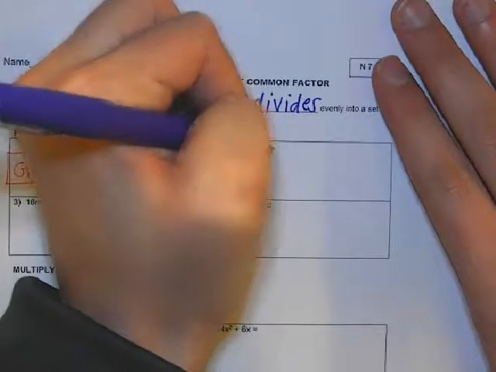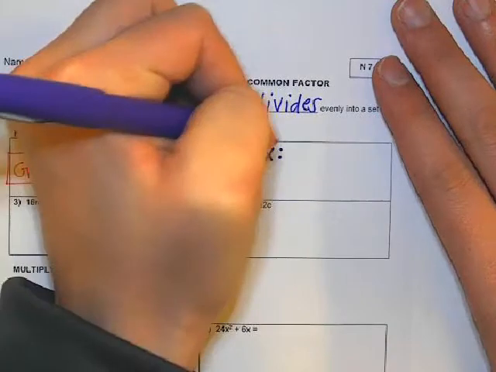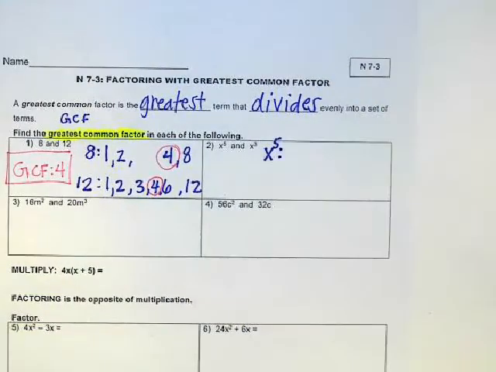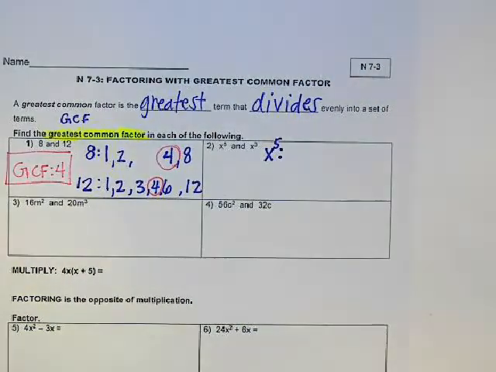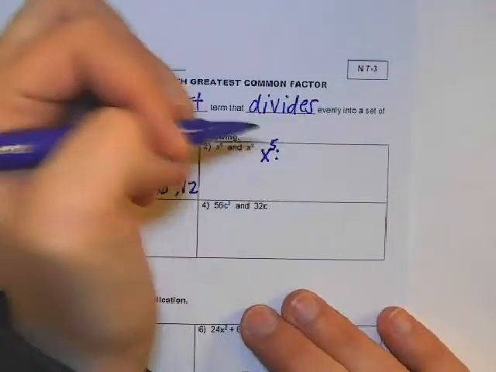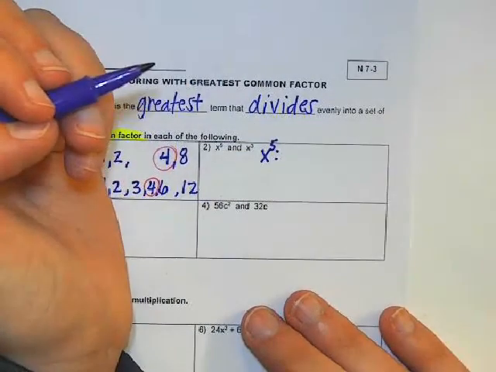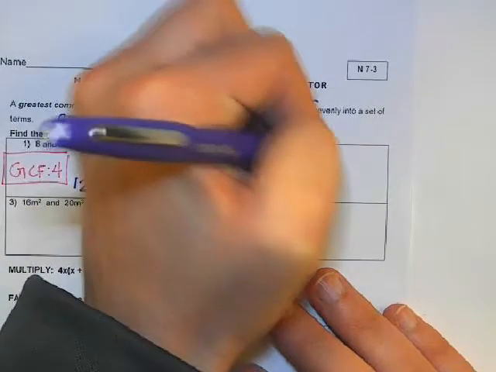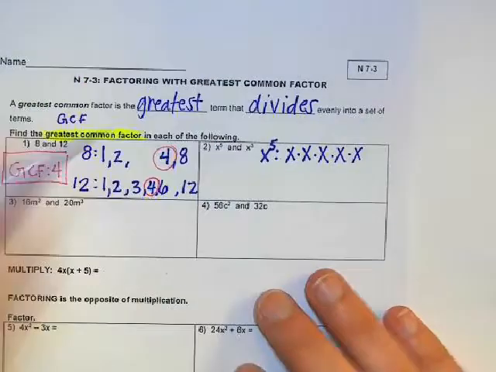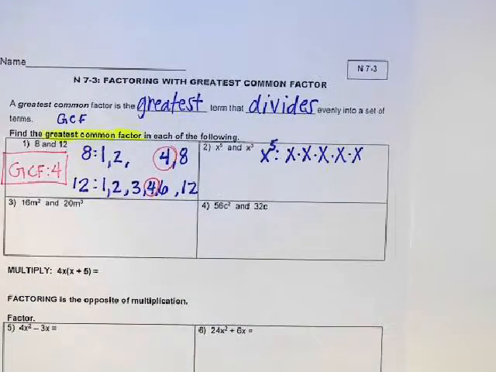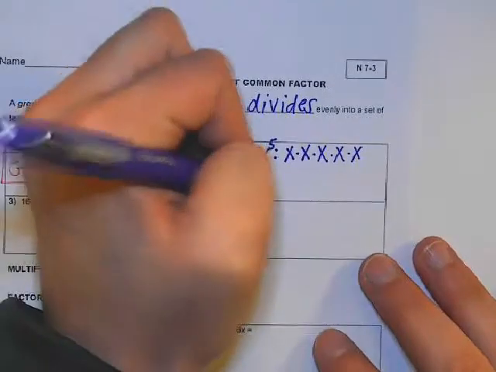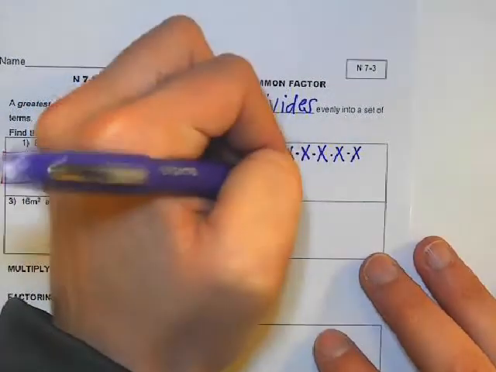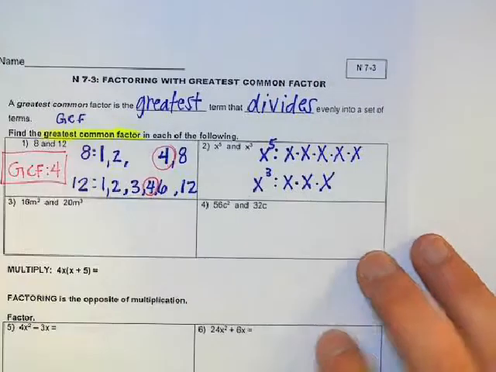So with variables, x to the 5th, I'm going to expand them. How do I expand x to the 5th? X times x times x times x times x. 5 times, right? So I expanded it. And then I'm going to do x to the 3rd, x times x times x.